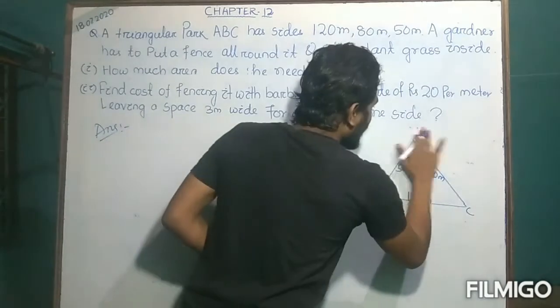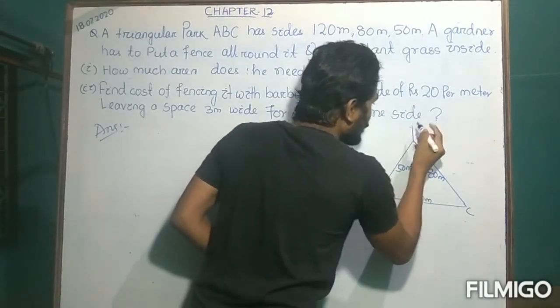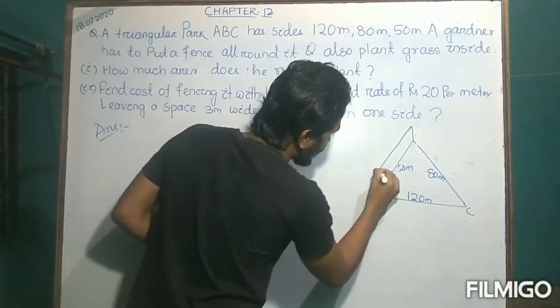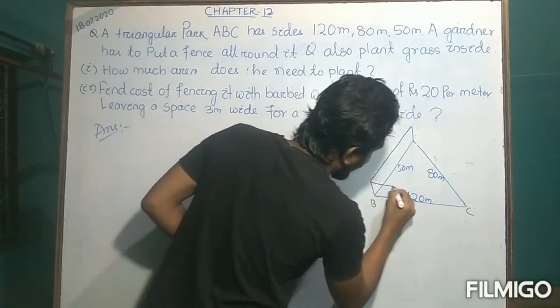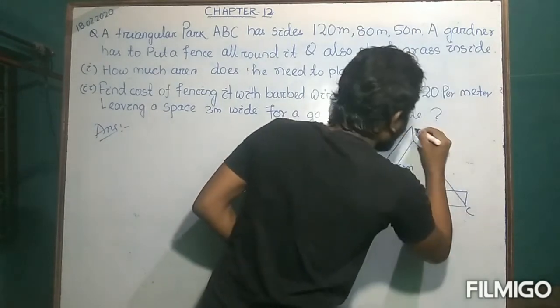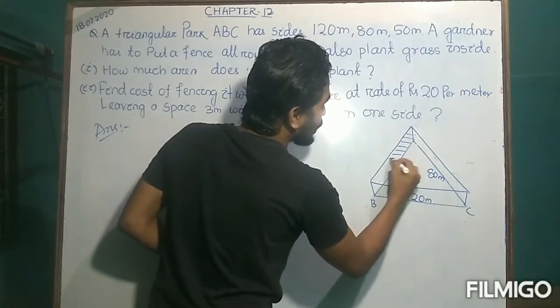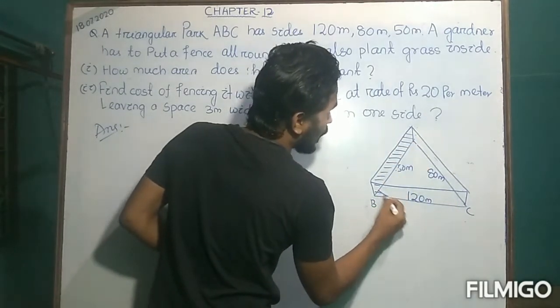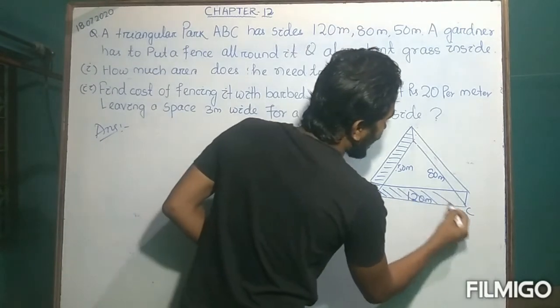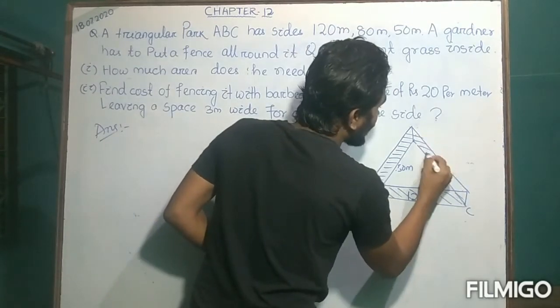Suppose he made the boundary like this. These are the boundary around the three sides of the triangle. Clear?